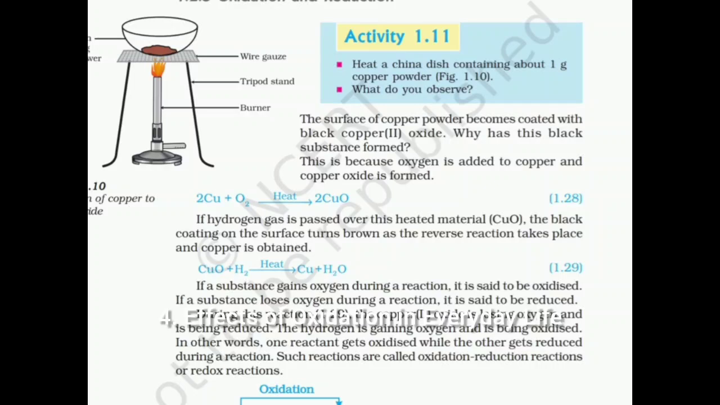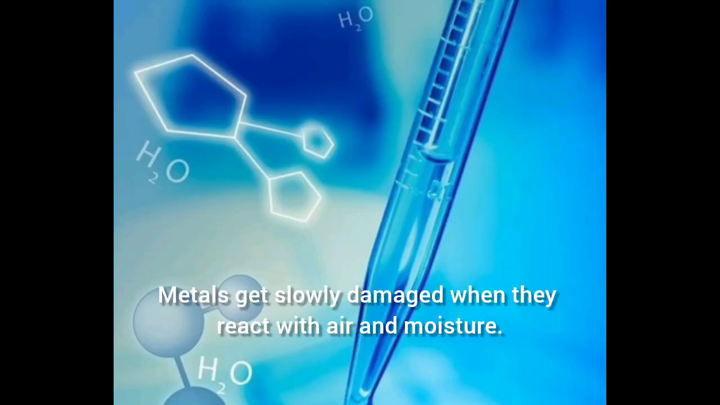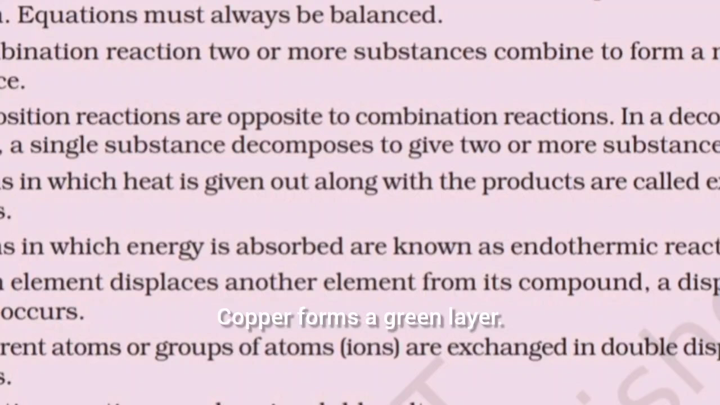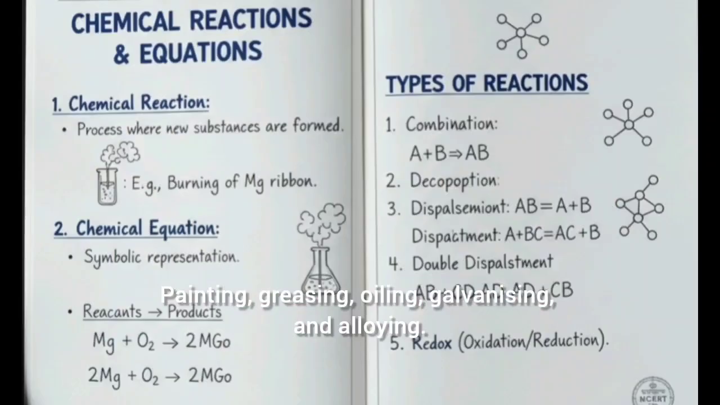4. Effects of oxidation in everyday life. 1. Corrosion. Metals get slowly damaged when they react with air and moisture. Iron forms rust. Silver becomes dull. Copper forms a green layer. Prevention methods: painting, greasing, oiling, galvanizing, and alloying.